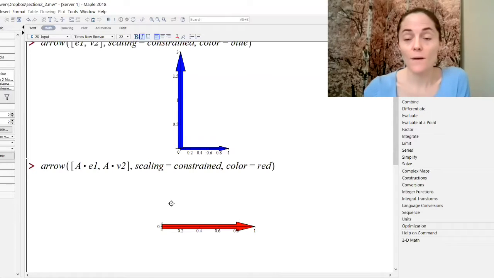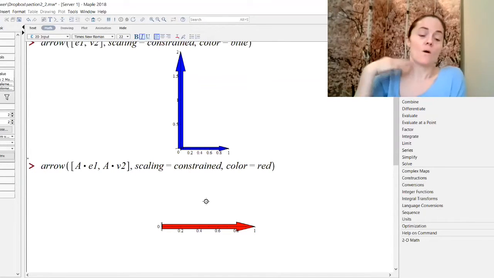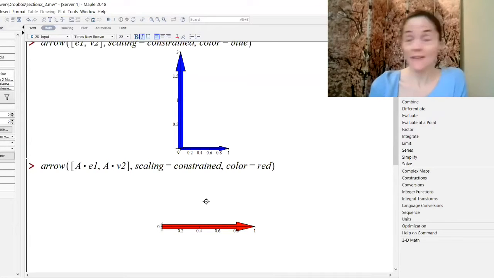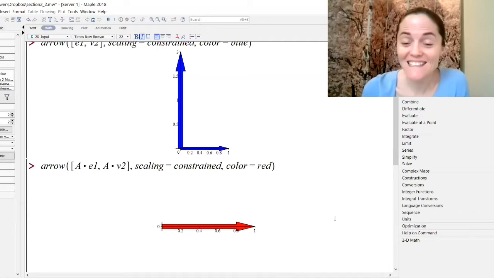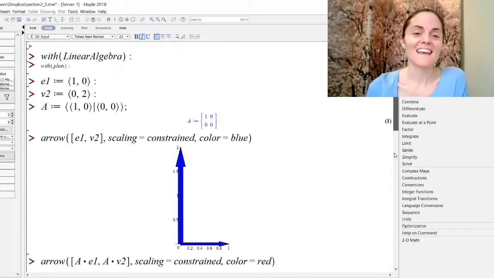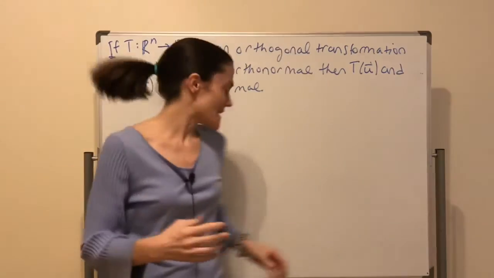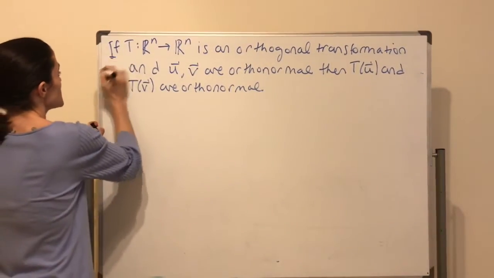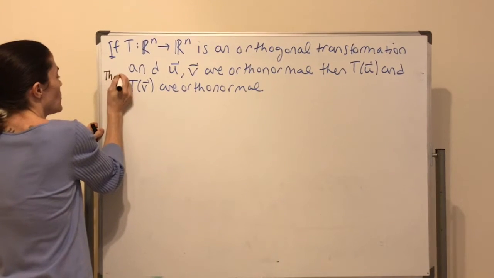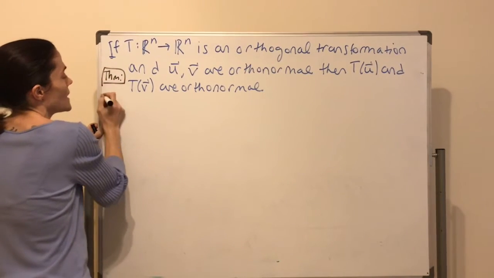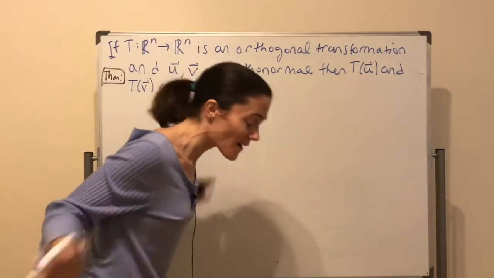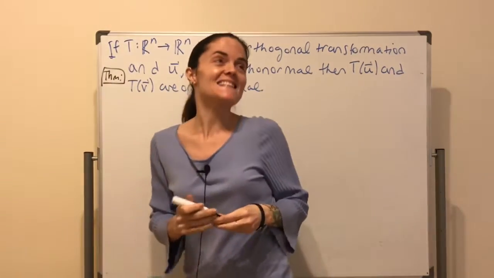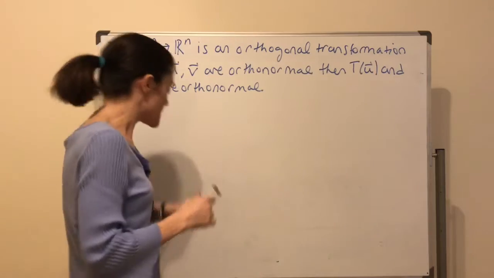And the length of 0 is 0, not 2. So this does not preserve lengths. Orthogonal projection, generally, is not an orthogonal transformation. Okay. Well, I want to discuss this theorem here, which is a really important part of orthogonal transformations, and it's as follows.